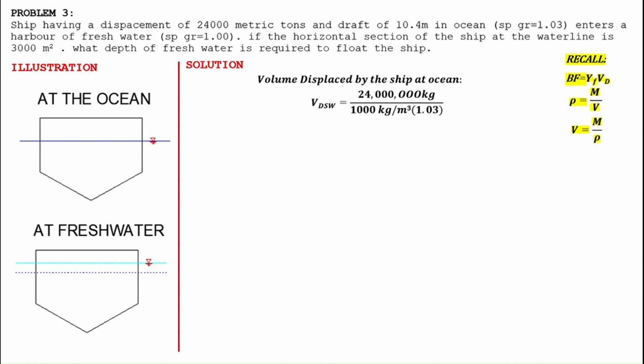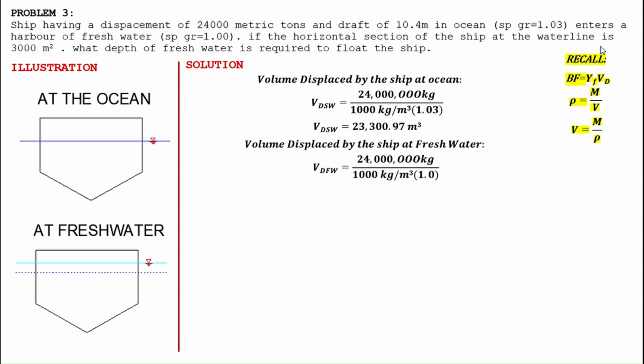In the ocean, volume displaced is equal to mass divided by density, or 24 million divided by 1,000 times 1.03. Volume displaced is equal to 23,300.97 cubic meters. Next, in fresh water, volume displaced is equal to mass divided by density, or 24 million divided by 1,000 times 1. Volume displaced is equal to 24,000 cubic meters.